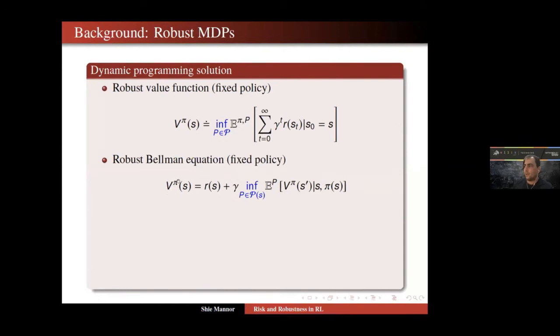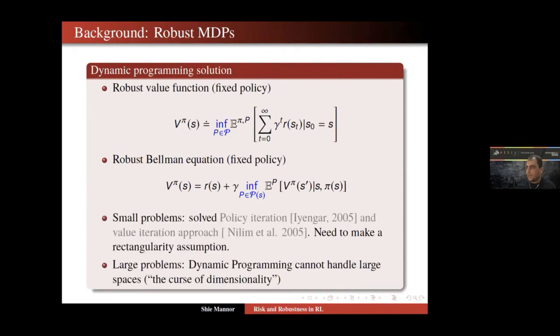So the value of pi equals the return plus discount factor times this infimum over all transition probabilities of the policy. So this is the robust Bellman equation, and you can even solve it if you're optimizing over pi. This was solved about 15 years ago using policy iteration or value iteration for small problems. For large problems, of course, we cannot enumerate the state space. The state space is too large for us to enumerate. So we need to find another approach to solve it. This is the so-called curse of dimensionality.